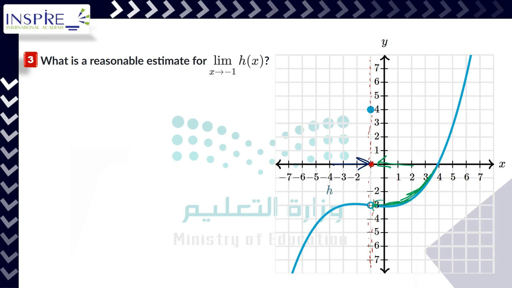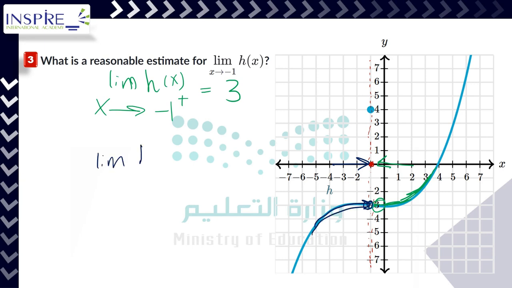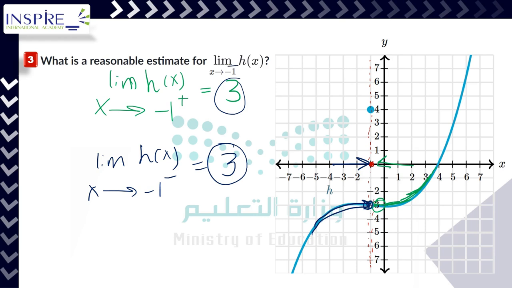We stopped here, so it's 3. So from the right side, as x approaches -1, the limit of h of x will be equal to 3. The same from the left side. We'll trace the function from the left side, it's also equal to 3. So the limit of h of x as x approaches -1 from the negative side will be 3. Both of the limits, both sides, are equal, so the limit of h of x as x approaches -1 is equal to 3. Okay, what about this dot?